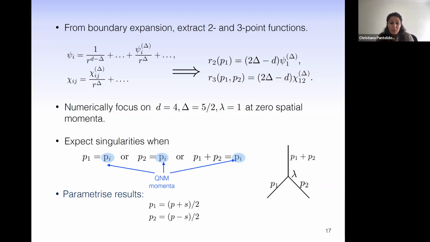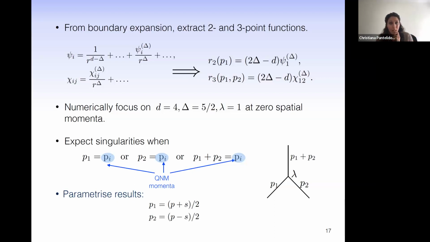So we thought it would be more clear, instead of considering P1 and P2, to consider P and S. P is the total momentum, the momentum of the outgoing leg, and S is the difference between the momenta of the two ingoing legs. And what we'll be doing is fixing S to a specific value and then plotting the retarded 3-point function on the complex P plane.